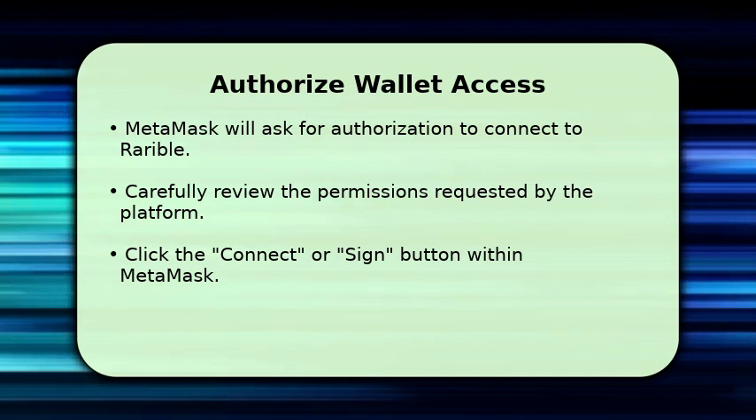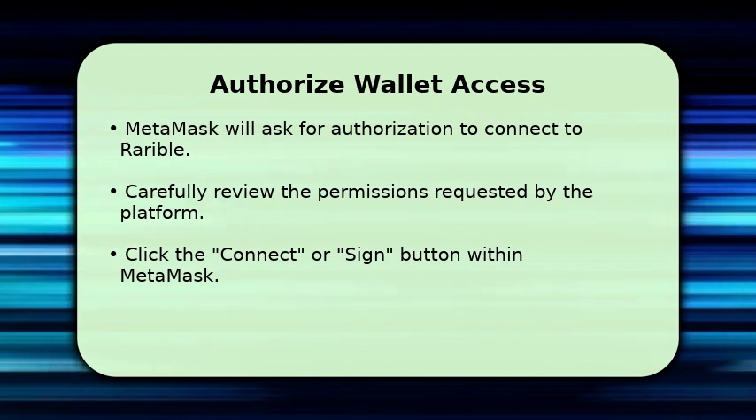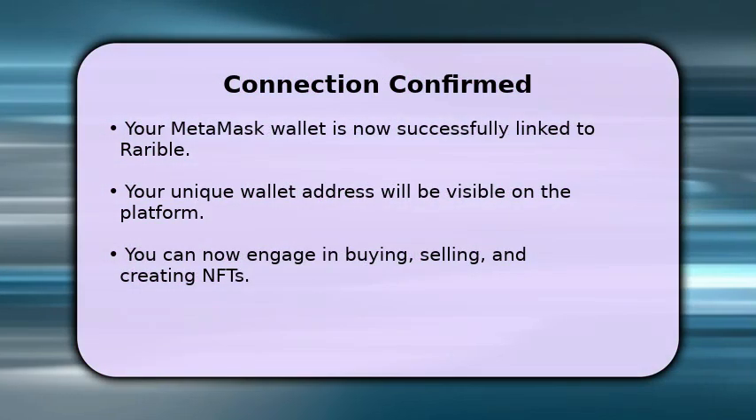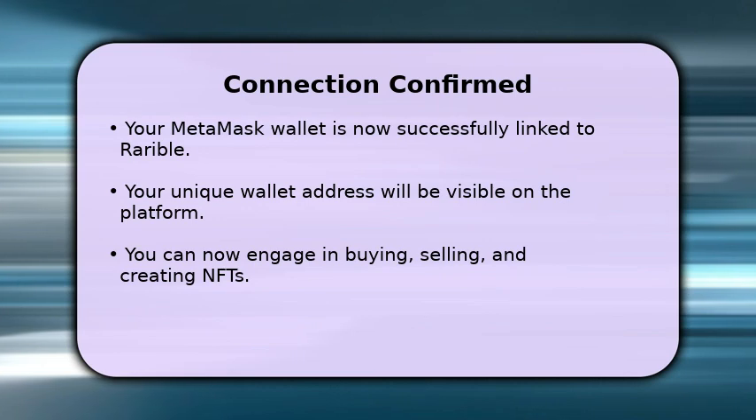Once you are comfortable with the permissions, proceed by clicking the Connect or Sign button directly within the MetaMask pop-up window. This action grants Rarible the necessary access. Congratulations! Your MetaMask wallet is now successfully connected and linked to the Rarible platform. You will notice your unique wallet address prominently displayed on the Rarible interface, confirming the successful integration.